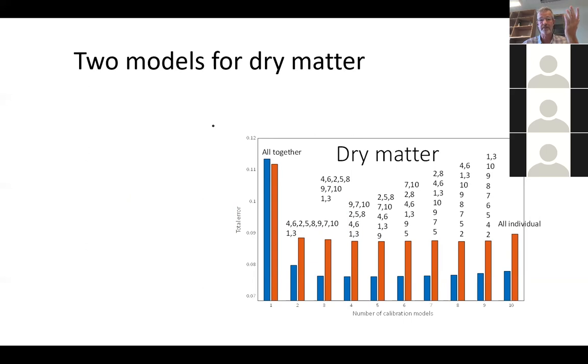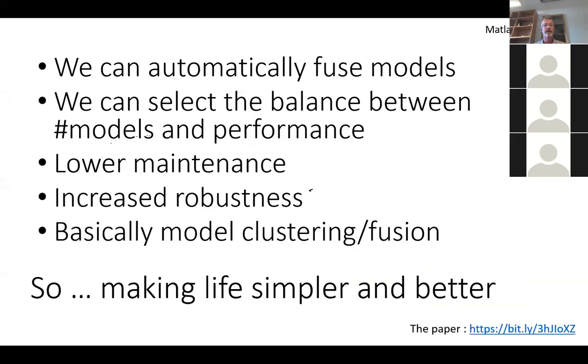But this is really the gist of it, that you can actually get a visualization where you can easily see how much it costs me to make different choices. So we can automatically fuse the models, and we can choose to select the balance between how many models we want and how well we need it to perform. Sometimes we can even improve the models.